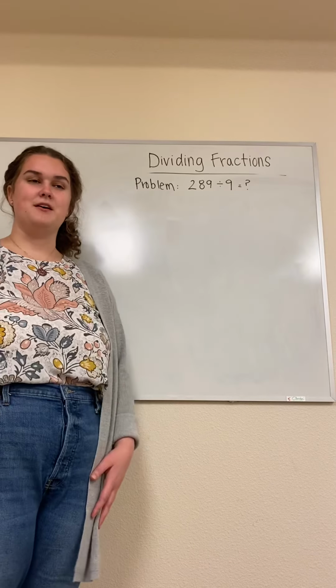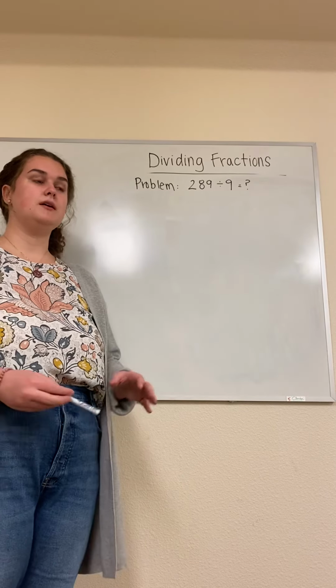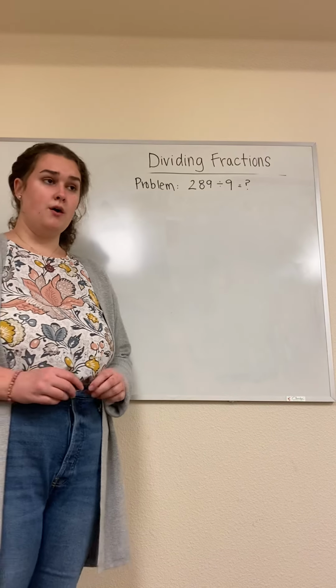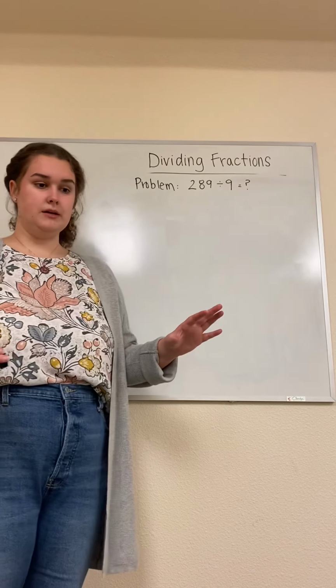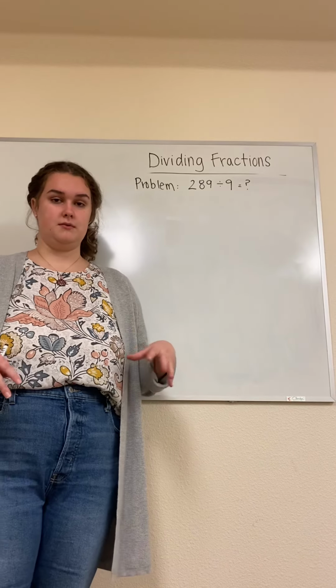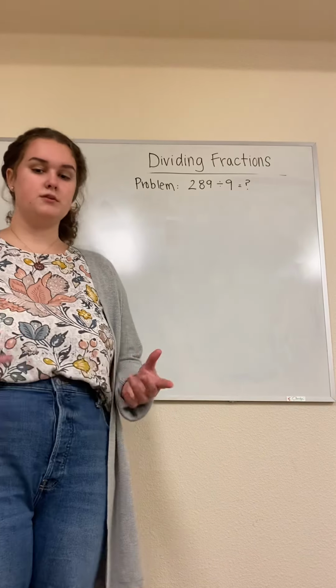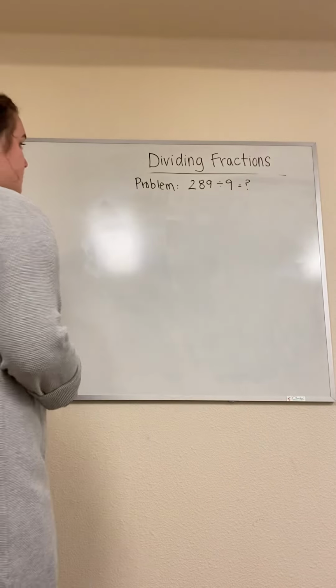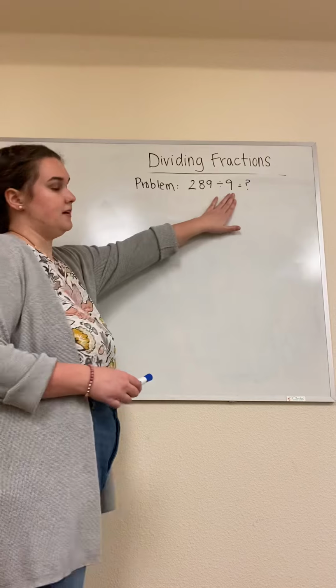Hello. So our next problem is showing how to do a division problem with two alternate ways other than the algorithm. So first I'm going to show the algorithm and then I'll show the alternate ways. So our problem is 289 divided by 9.